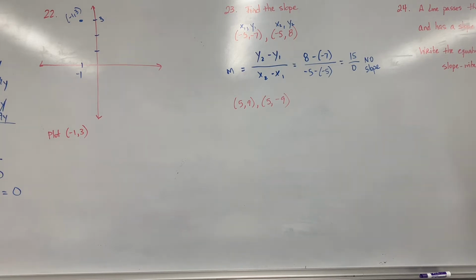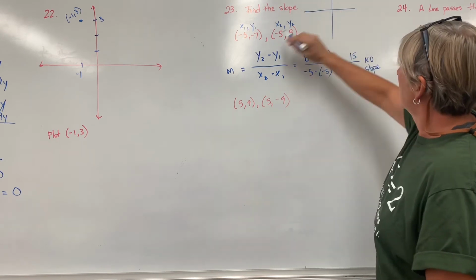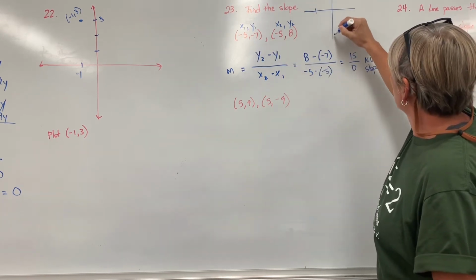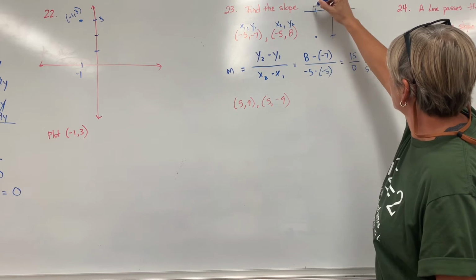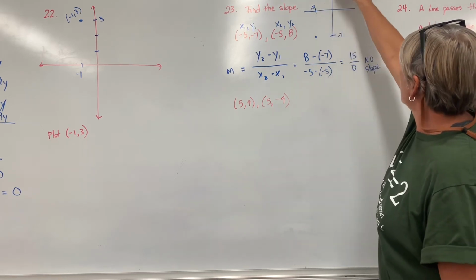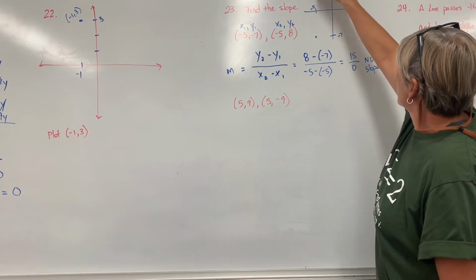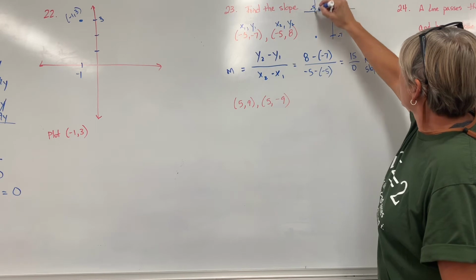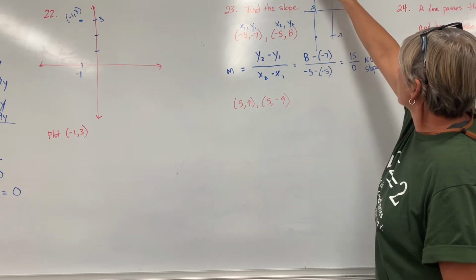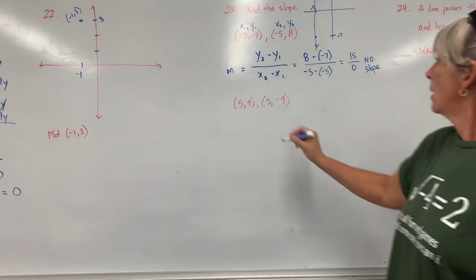So let's say I was going to graph these 2 points. Negative 5, negative 7, let's say is right there. Negative 5, 8 would be right there. So if this line connects those two, that's a vertical line, right? Vertical lines, the slope is undefined, so therefore there's no slope.